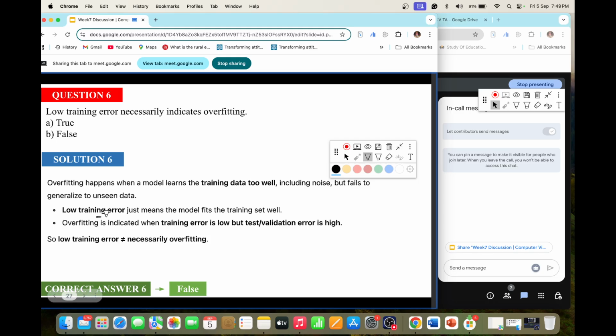Okay, low training error means the model fits the training data well, but overfitting is indicated when training error is low but validation or test error, or you can say validation error, is high. So low training error does not necessarily mean the model overfits. So this is again a false statement.